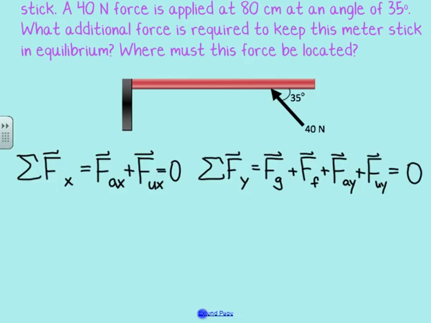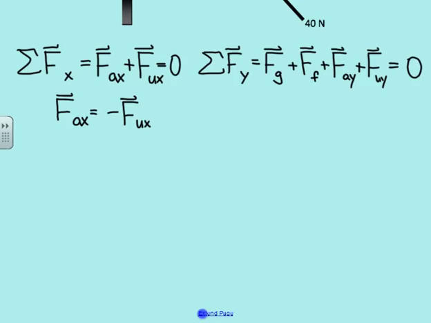Okay, so let's start off and figure out what we already know. The applied force in the x direction is equal to the negative unknown force in the x direction. I know that the applied force has a magnitude of 40 newtons at an angle of 35 degrees, so I can find that x component. That'll help me find the x component of the unknown force.